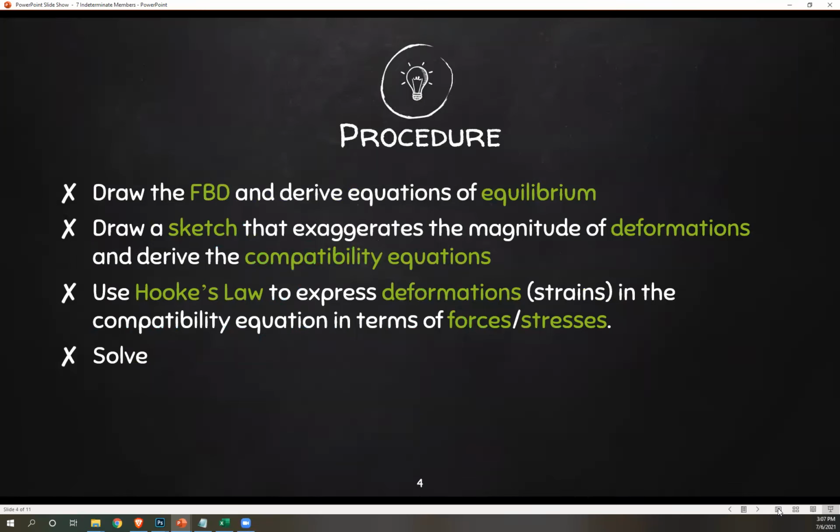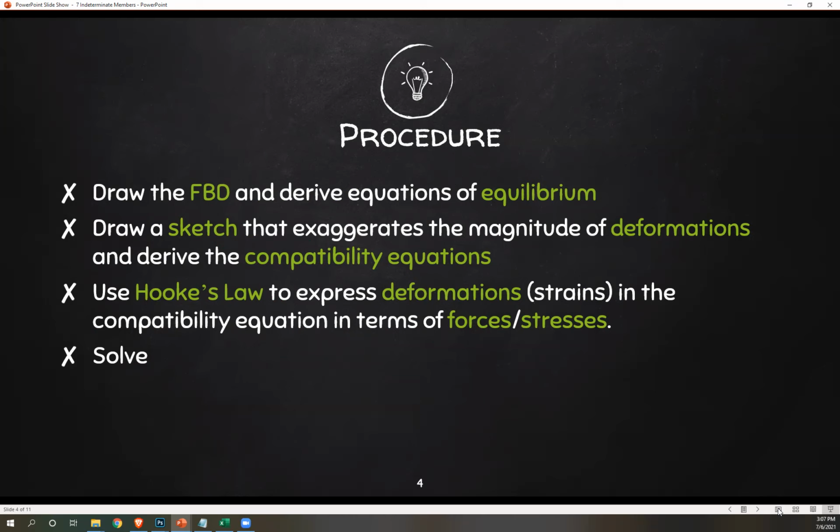So this is the procedure. First, draw the free body diagram and derive equations of equilibrium. Recall, the equations of equilibrium are summation of moment equals 0, summation of forces vertical equals 0, and summation of forces horizontal equals 0. Next step, draw a sketch that exaggerates the magnitude of deformations and derive compatibility equations. This is why free body diagrams and sketches are important, because from those, we'll have our compatibility equation.